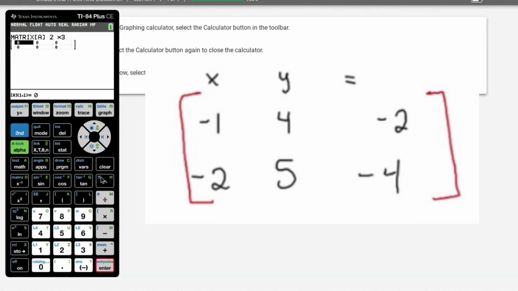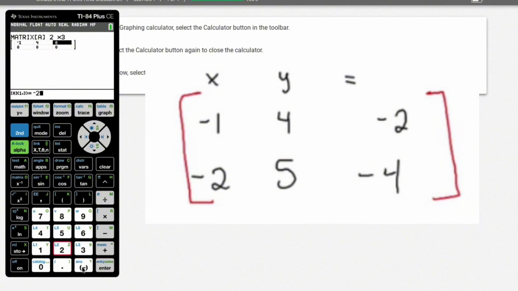Whenever you're dealing with the matrix, the rows come first, the columns come second. Now, as you can see, we have exactly what we need. We just need to plug our numbers in. So our numbers were negative 1, enter 4, enter negative 2.